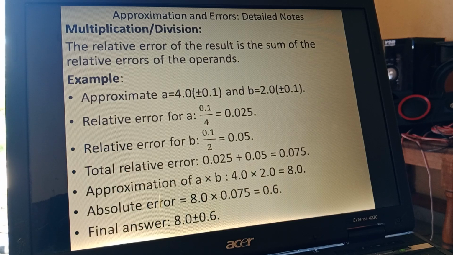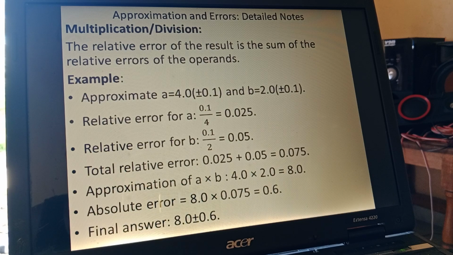Multiplication and division. The relative error of the result is the sum of the relative errors of the operands. Example, approximate A as 4.0 plus or minus 0.1 and B as 2.0 plus or minus 0.1. Relative error for A is 0.1 over 4, which is 0.025, and the relative error for B is 0.1 over 2 equals 0.05. Total relative error will be 0.025 plus 0.05, which is 0.075.